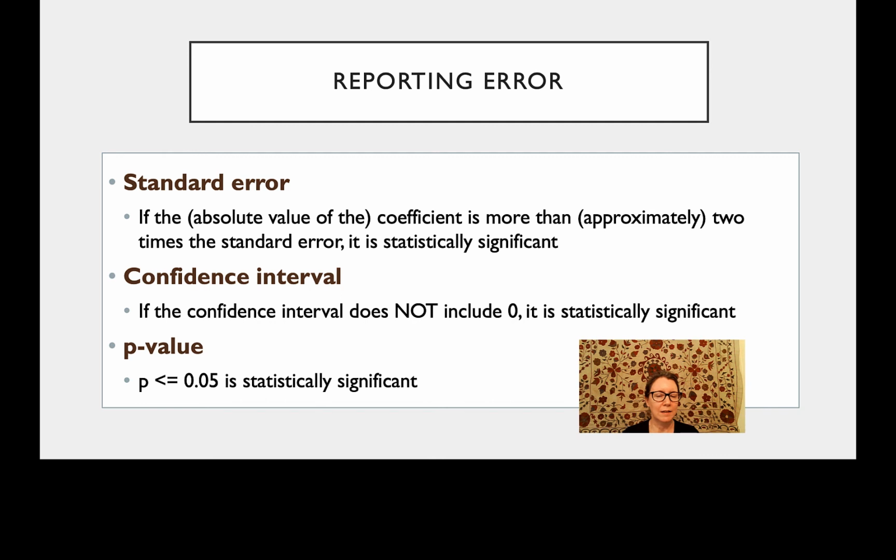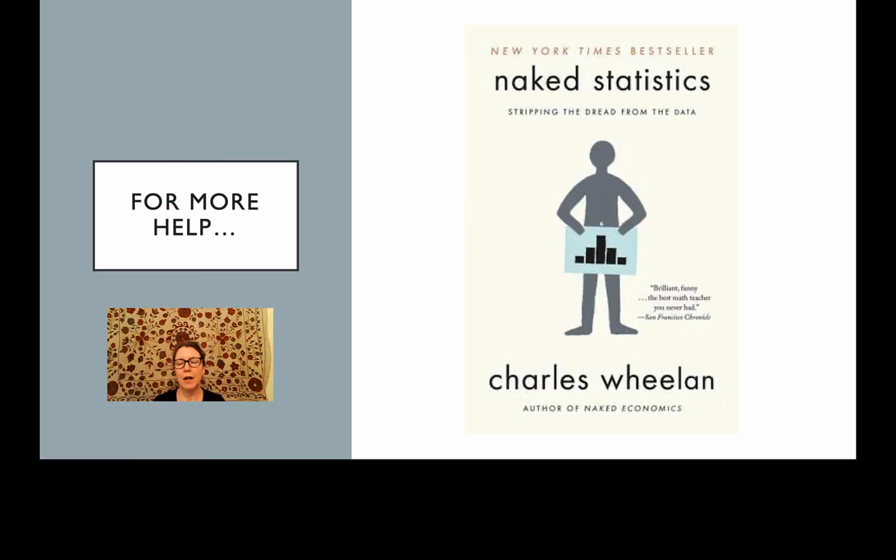What exactly is the error in our research, and how can I tell if these results are not 0? I'll get more into how to actually read regression tables and repeat how to interpret that statistical significance in the next video on reading regression tables.